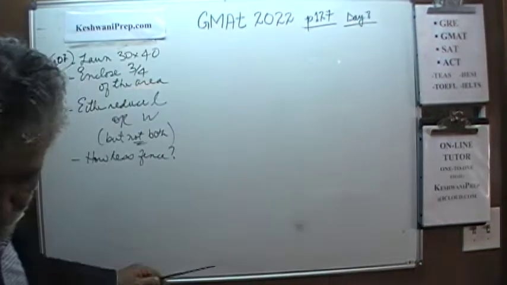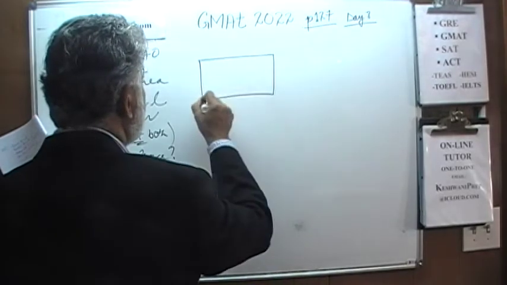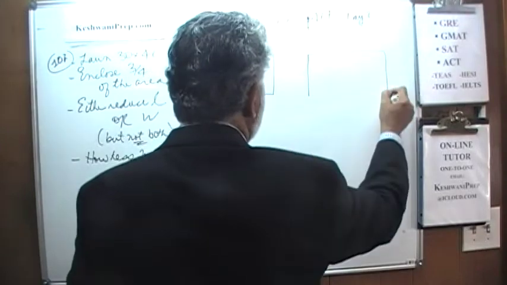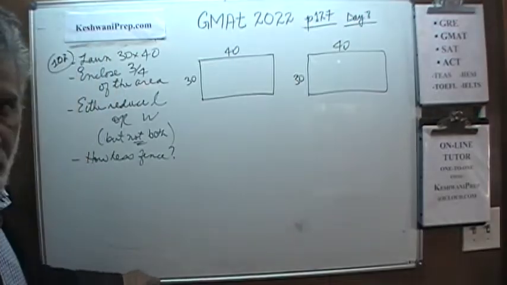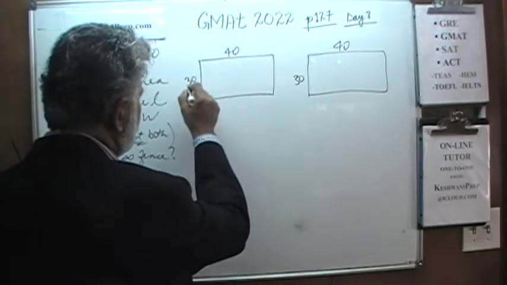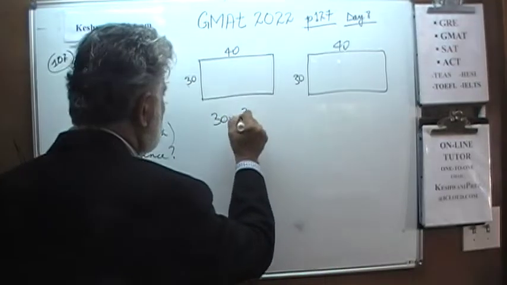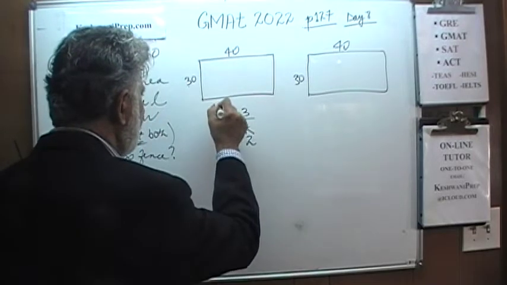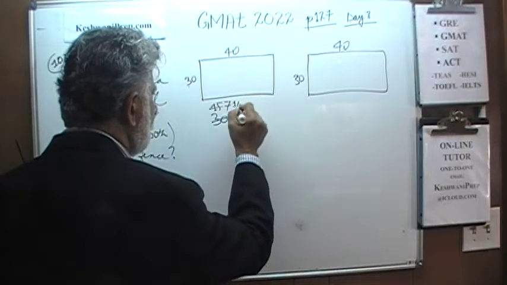So the rectangle as it stands is 30 by 40. In one option we're going to reduce the length, in another option we're going to reduce the width. So let's do that. So let's reduce the width first. The width is 30. If you reduce it to 3/4, 4 goes into 30... this is 2, this is 15, and 15 divided by 2 is 7.5. So it's 7.5 times 3.